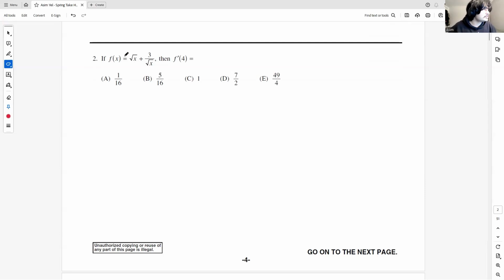Question number 2. If f of x equals radical x plus 3 over radical x, then find f prime of 4. Firstly, you have to take the derivative, obviously. This is x to the 1/2 power because it's a radical, plus 3 times x to the negative 1/2 power because it's in the denominator and it's a radical. You should know that from maybe Algebra 2. I just wrote it in a different way to simplify taking the derivative.